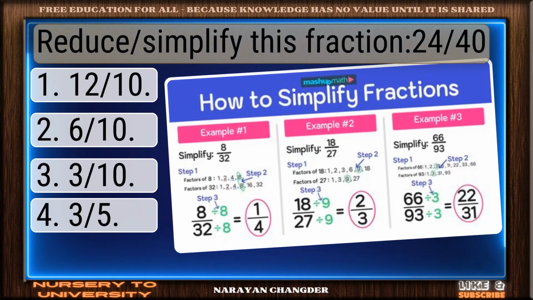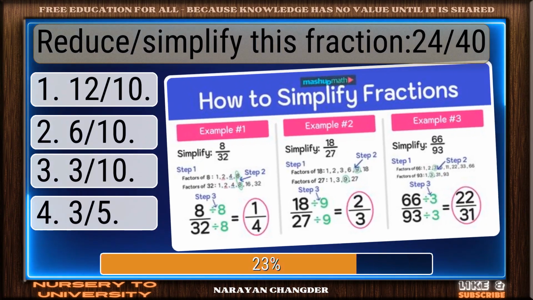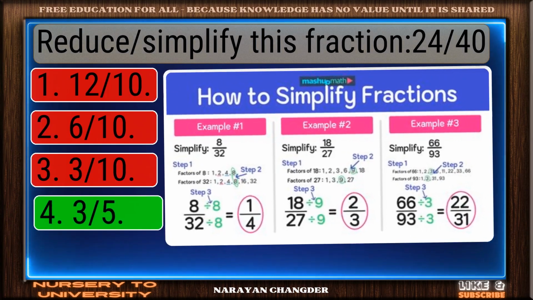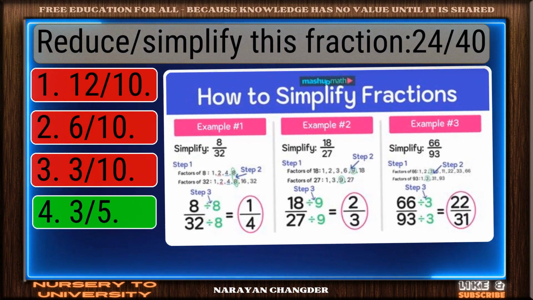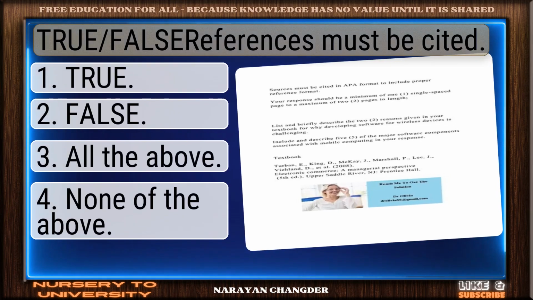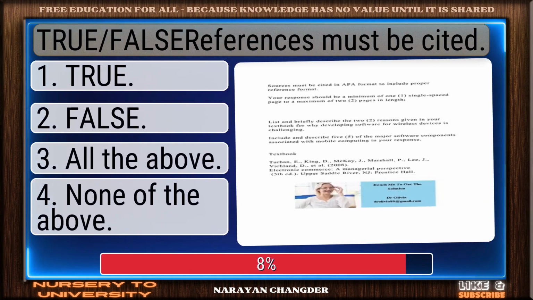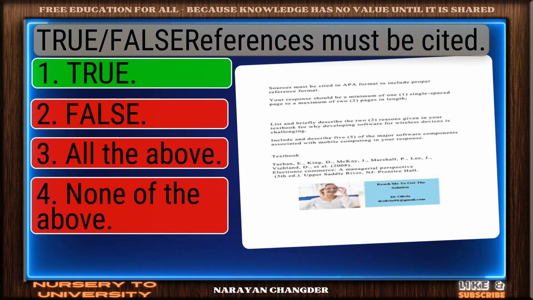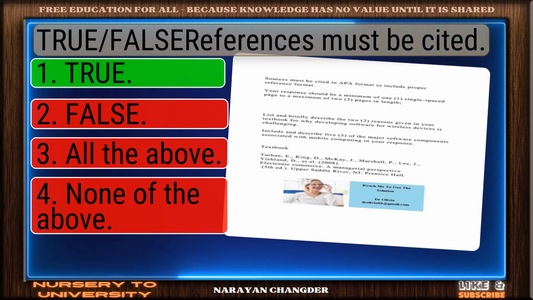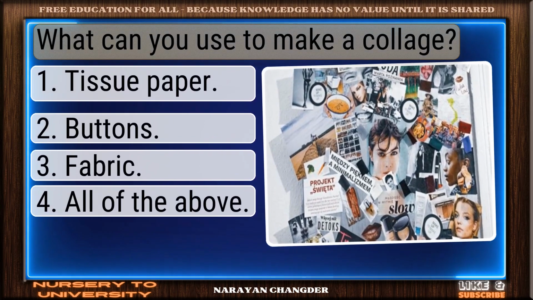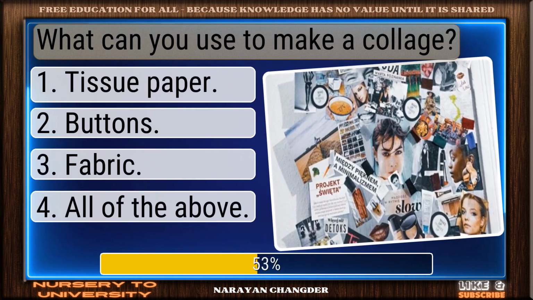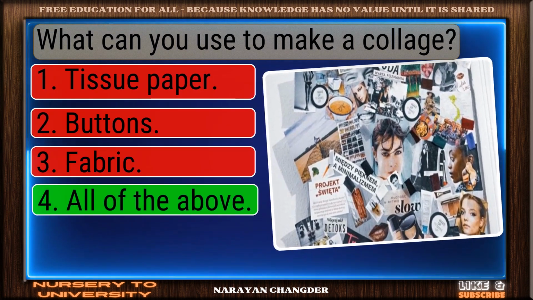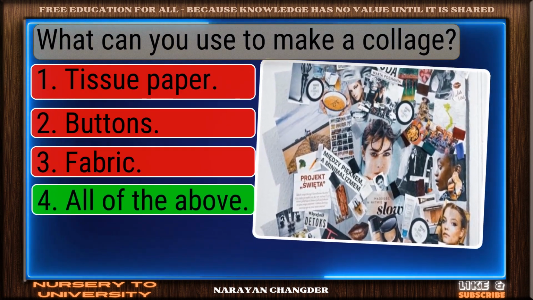Reduce or simplify this fraction: 24/40. 3/5 is a solid answer. True or false: references must be cited. Nice work. You chose true and it is correct. What can you use to make a collage? Correct. All of the above is the right answer.